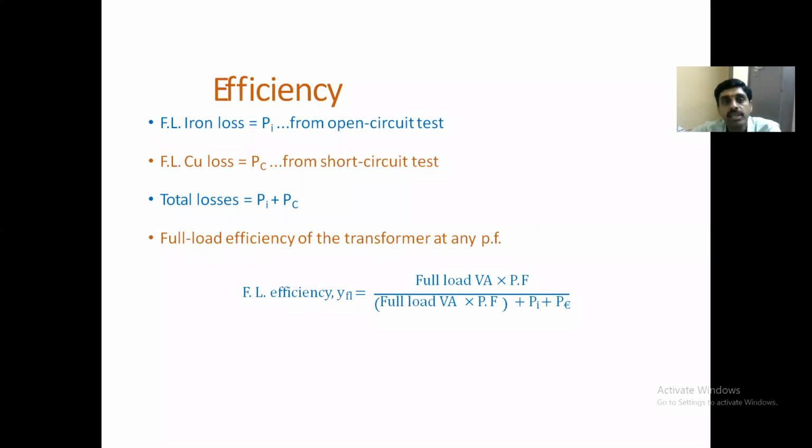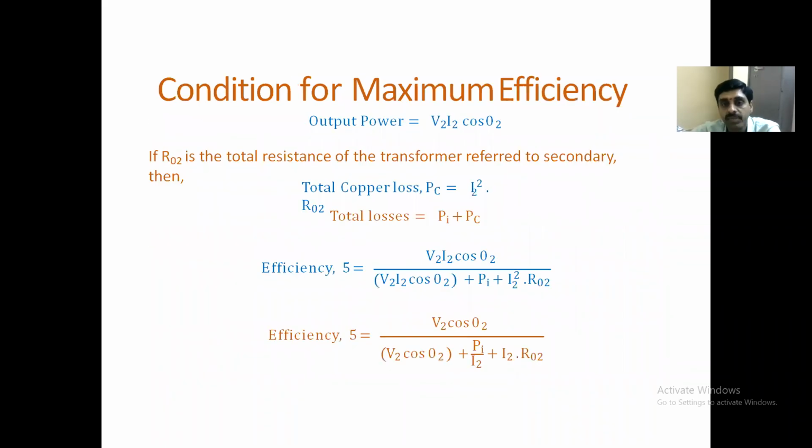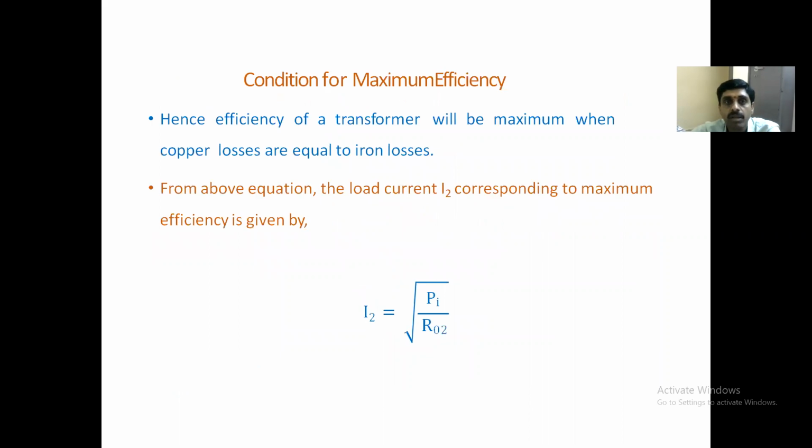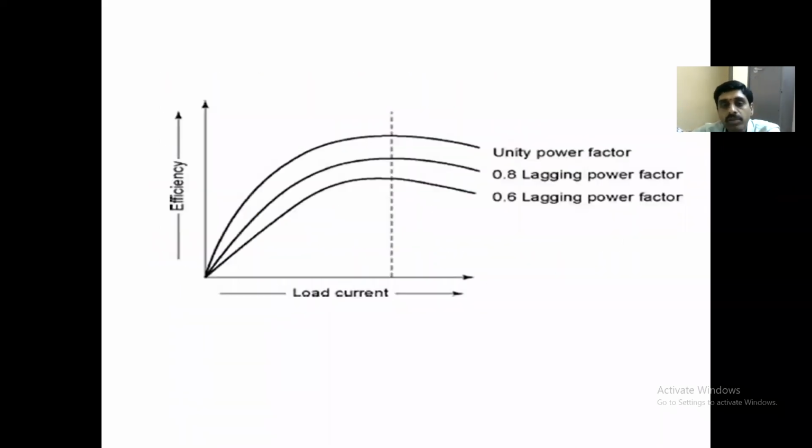So already you have seen these efficiency formulas and the condition for maximum efficiency. If you see this load current versus efficiency curve, for unity power factor loads the efficiency is maximum. Output is V I cos phi; when cos phi is maximum, output is maximum, therefore efficiency is maximum. These curves occupy the upper place. When the power factor decreases, cos phi decreases, these curves occupy a place below the unity power factor curves. Simply we can represent it like this.